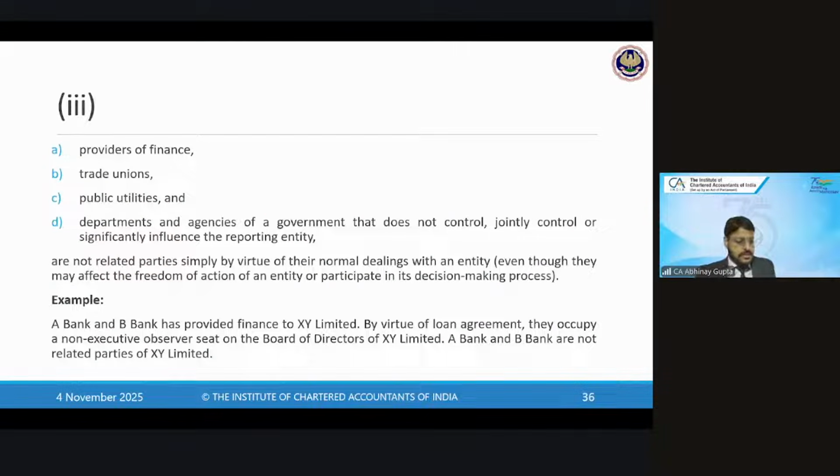Providers of finance. Tata company has taken a loan from HDFC Bank. Is HDFC Bank a related party for Tata? No, sir. Correct. So providers of finance are not related.